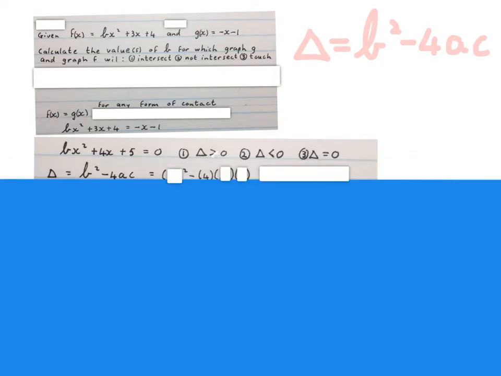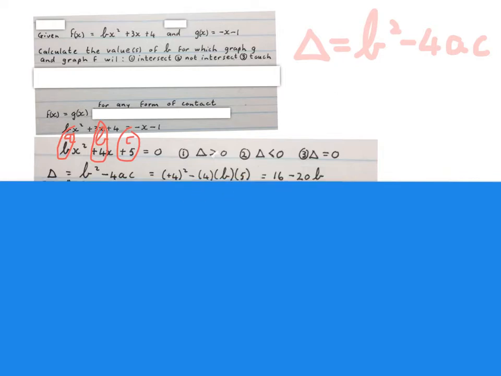So the first thing we're going to do, we're going to work out the discriminant because it's going to help us find the answers. I assume you know that the b over here and the a and the c come from here. So a is the thing in front of the x squared, b is the thing in front of the x, and the c is the thing without the x. We'll substitute that into the formula like this and then simplify this. Then we get 16 minus 20b. That'll be the value of delta or your discriminant.